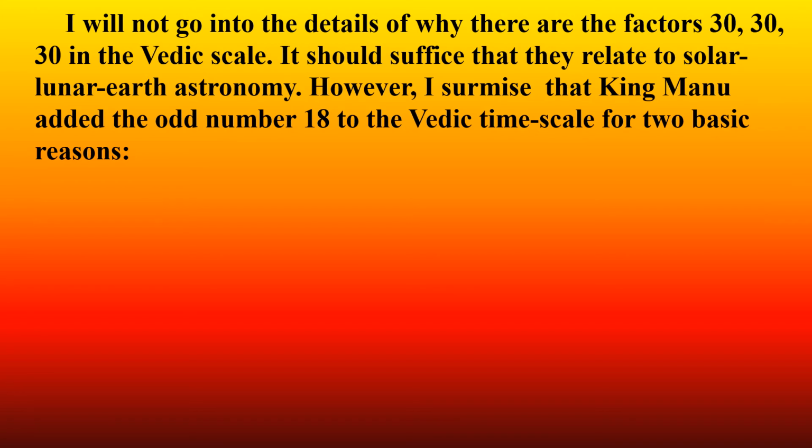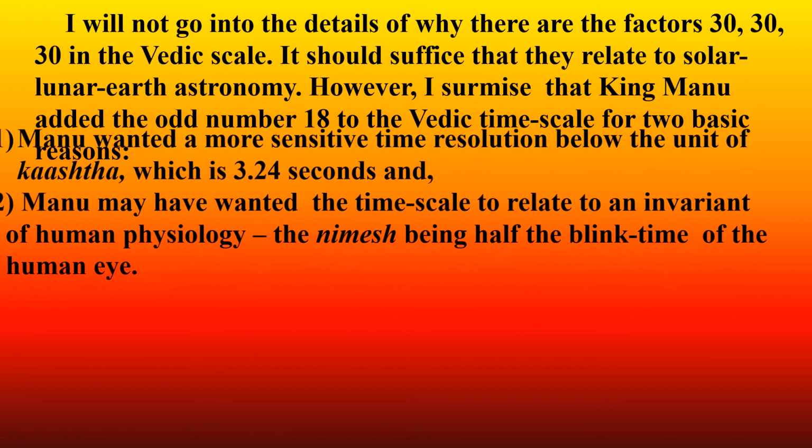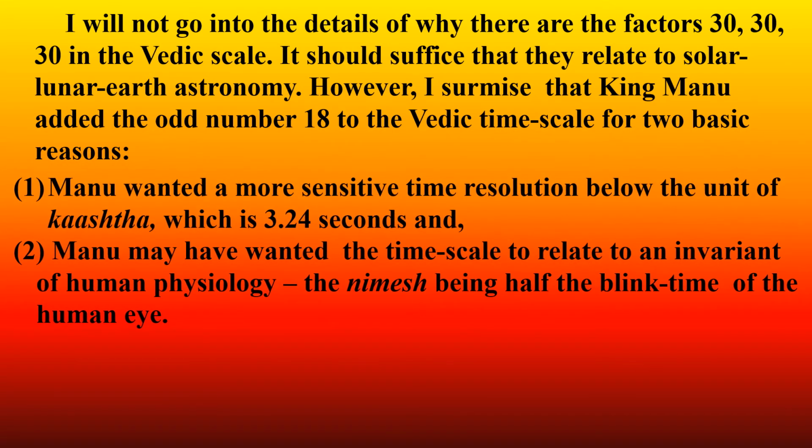However, I surmise that King Manu added the odd number 18 to the Vedic scale for two basic reasons. One, Manu wanted a more sensitive time resolution below the unit of Kashta, which is only 3.24 seconds. Two, Manu may have wanted the time scale to relate to an invariant of human physiology, the nimesh being half the blink time of the human eye.